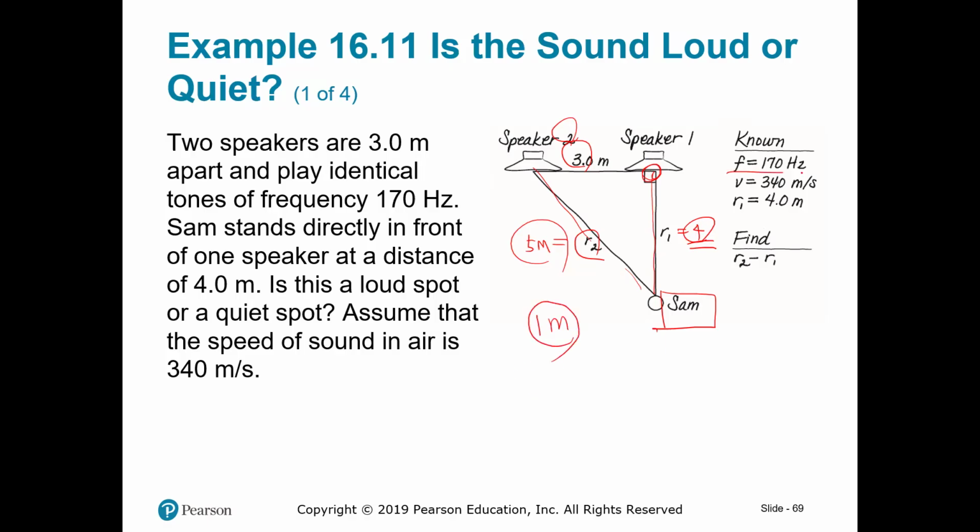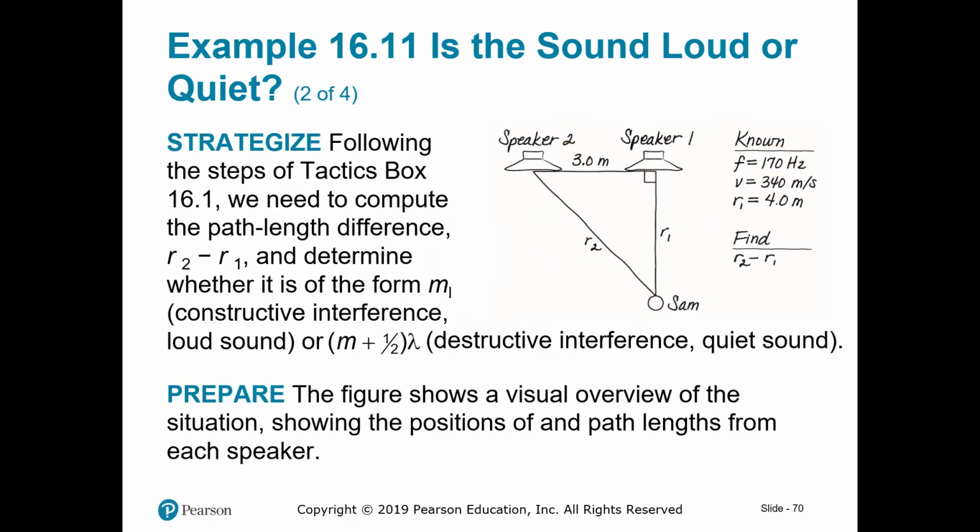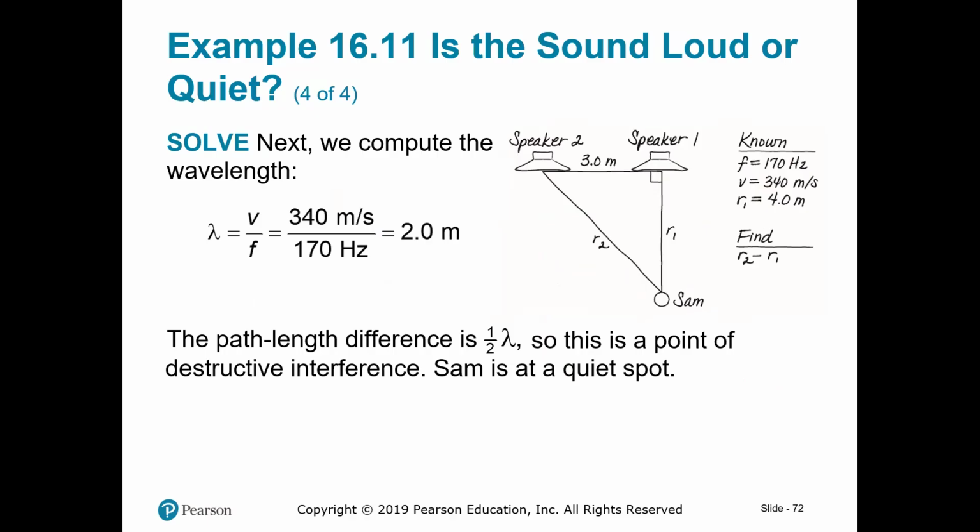And then the frequency is 170. So that means your velocity is 340. So your velocity, again 340, is lambda times the frequency 170. So for this case, your lambda is 2 meters. But the path length difference is 1 meter. So you will see you will have a destructive wave, right?